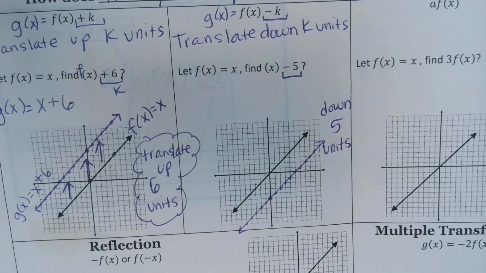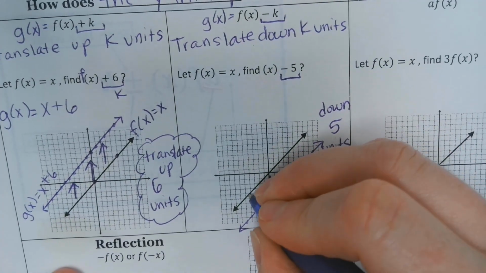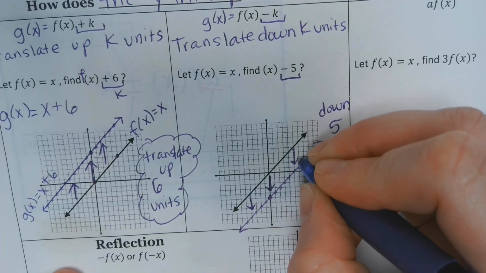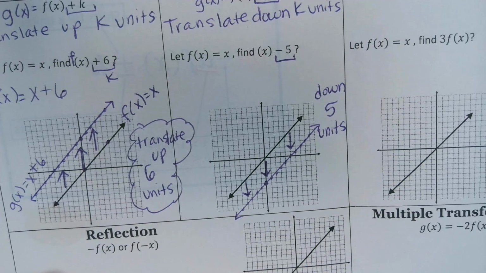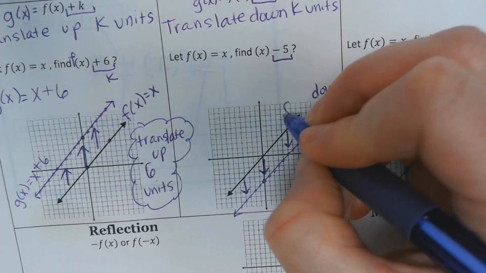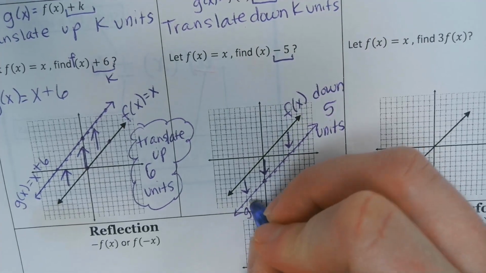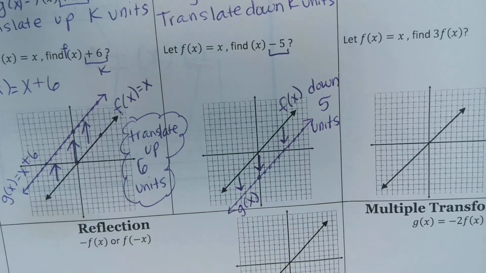What kind of lines are these compared to each other? Parallel, yep. Parallel lines have the same slope. Every point was translated down 5 units. So this one was my f of x. This one was my g of x. I'm just going to label them like that. Make it a little easier. Not as much writing on each graph.